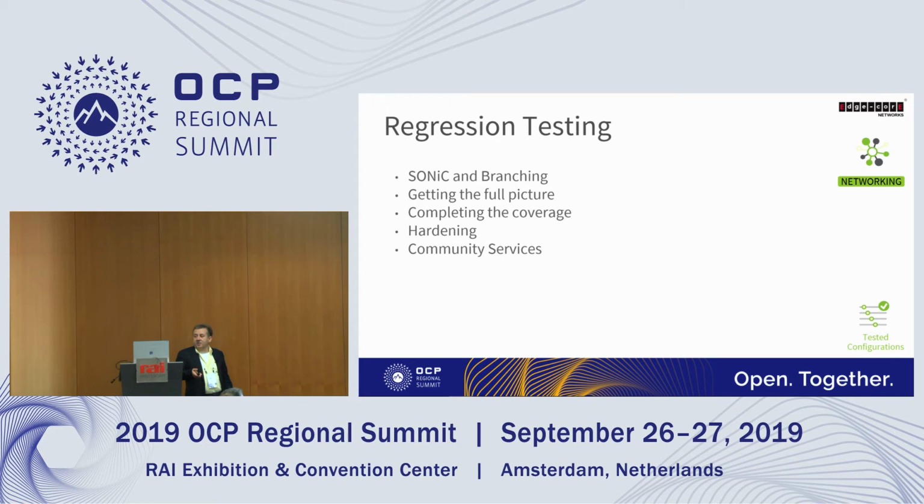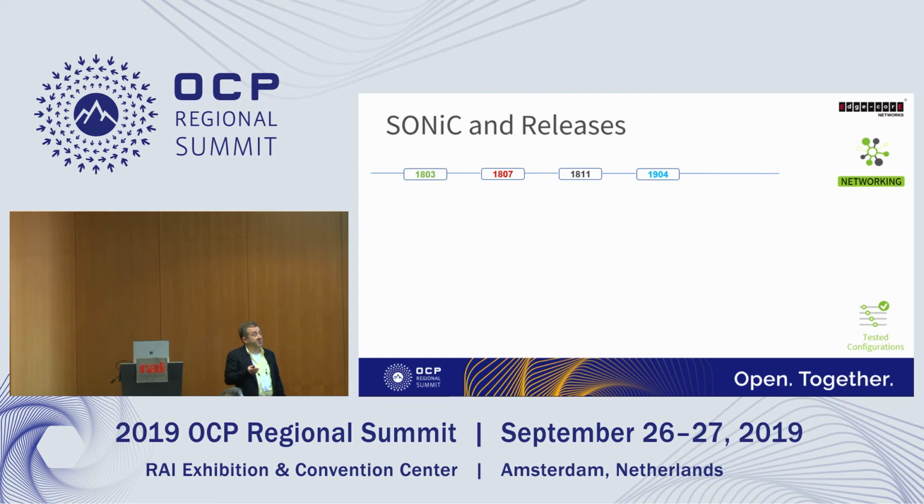How do we do the regression testing? Branching is very, very important, and it matters in the case of releases and the releases that we maintain, which are different subjects. We have to make sure we have a full picture of everything, and that the coverage is as full as we can get it. Of course, it also needs to be hardened, and we have to support the community to make the same functionality available for partners and users.